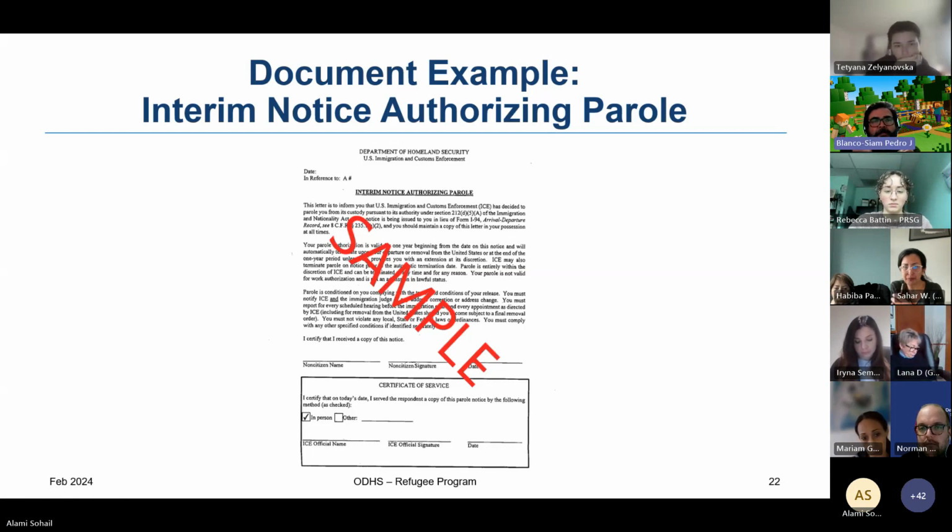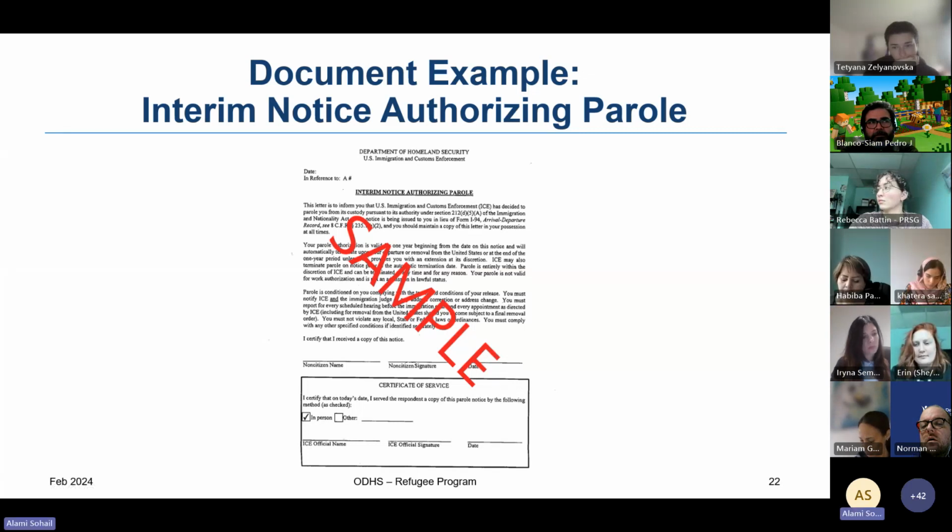So Al, there's a question in the chat from Monica about Cuban and Haitian entrants. They're asking what documents do we see if they are entrant versus ROR, released on their own recognizance, or paroled?